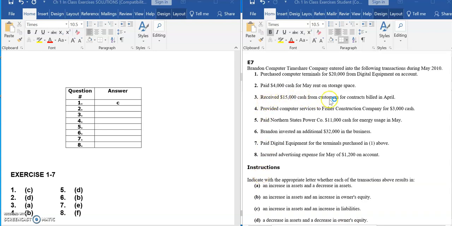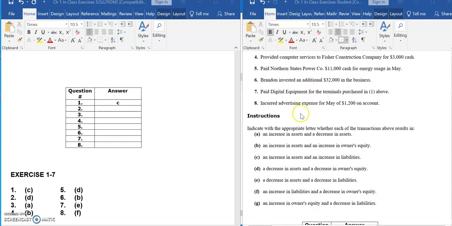3, we received $15,000 cash from customers for contracts billed in April. We received cash. That means our assets have increased. And for contracts that we billed in April, that means we had previously billed the customers because we're now in May, which means when we billed the customers, we must have had an account receivable recorded in the accounting system from them. Those customers are now paying us for those previously recorded accounts receivable. So our assets went up when we received cash, and our assets decreased when the accounts receivable was received. It was paid off. We no longer owed those accounts receivable.